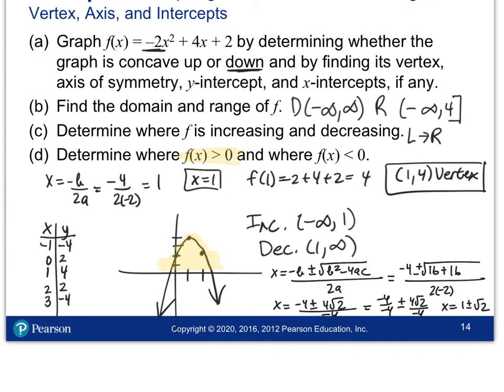Now you would think that negative is there, and it is, because it's got to be plus or minus anyway. That means it won't really matter which one we do first. But these are our zeros here. They're our x-intercepts, okay? That's important.